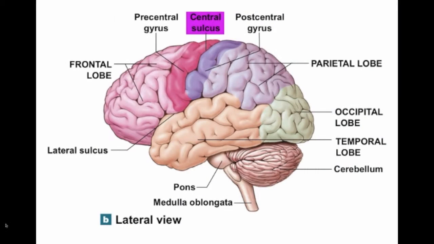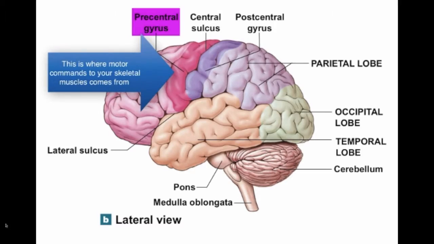The central sulcus of the cerebral cortex separates the motor and sensory areas of the cortex. Immediately anterior to the central sulcus is the precentral gyrus. This gyrus contains the primary motor cortex, where voluntary commands to skeletal muscles are generated.